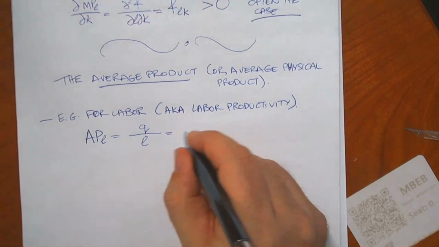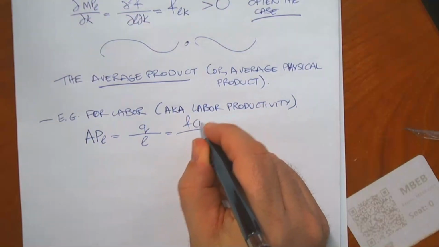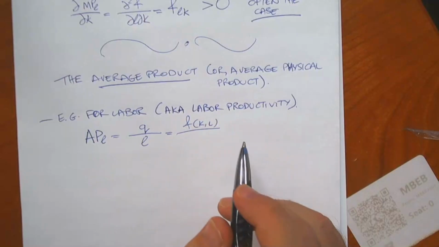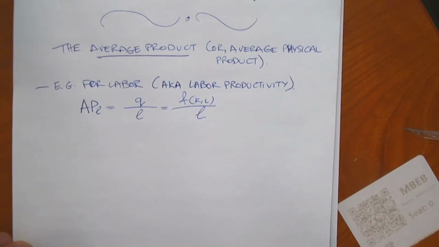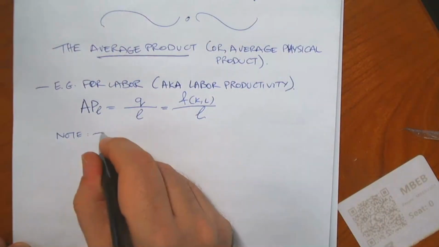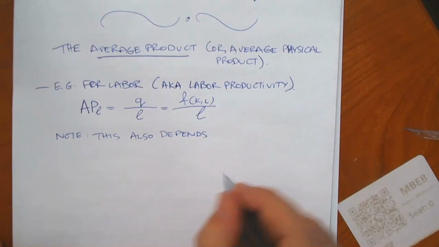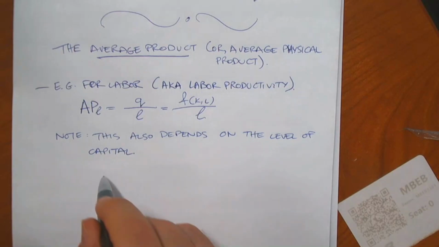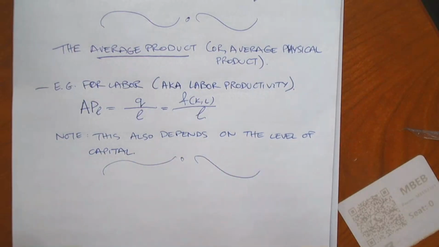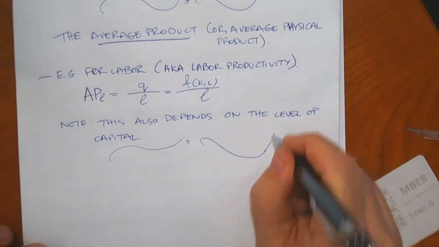So this can be written as f of k comma L in the case where the firm is producing using 2 inputs. Note here that this also depends on the level of capital, right? So how much capital you are utilizing is going to define how much your average product of labor is going to be.